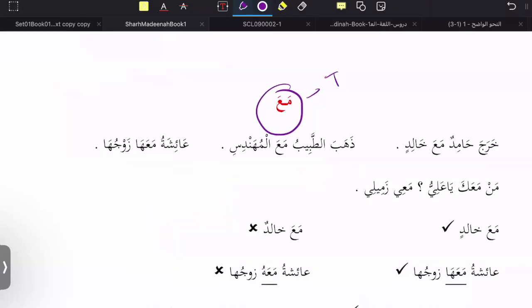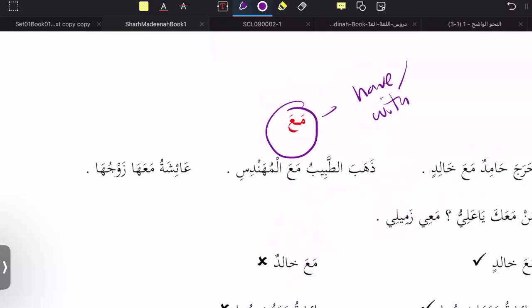Ma means have. But here, a better translation would be with, meaning you have something, but you have it with you. The difference between inda and ma is that you can say indi nuqud, I have money, not necessarily that you have it in your pocket right now. فهمتم? But when you say ma'i nuqud, that means yes, I have it, but I have it with me. So ma is with.